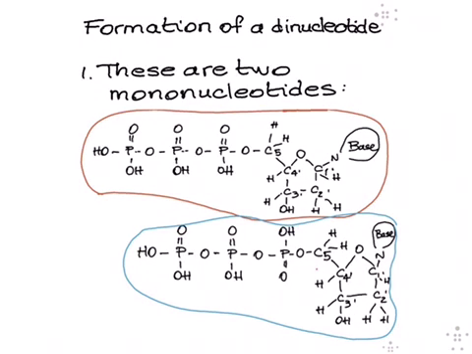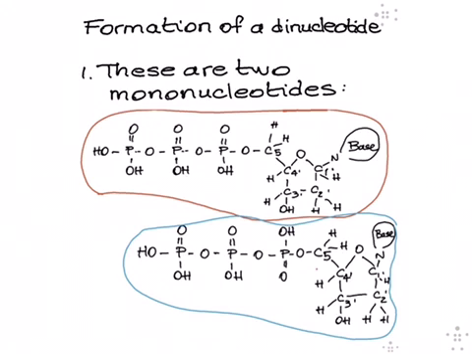Hi everyone! In this video, we will learn how to draw a dinucleotide. As a quick reminder, a nucleotide is a building block of nucleic acids. It's a monomer of nucleic acids. Some people call a nucleotide a base, but a base is only a part of the nucleotide, along with the ribose and the phosphate.